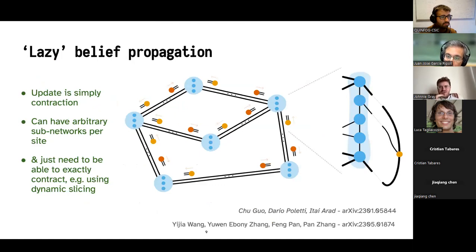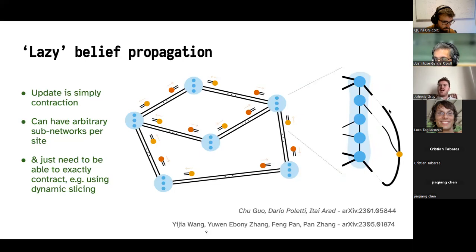Okay, so just to talk about the first element of this BP we developed, which is lazy belief propagation. Because the message updates are simply contractions, you can very easily imagine that rather than a single tensor at a site, what you really have is some uncontracted collection of tensors. And you can still perform all of the updates quite easily, because you just take your messages and zoom in on this one here, for example, and we have a whole collection of tensors within a single site.